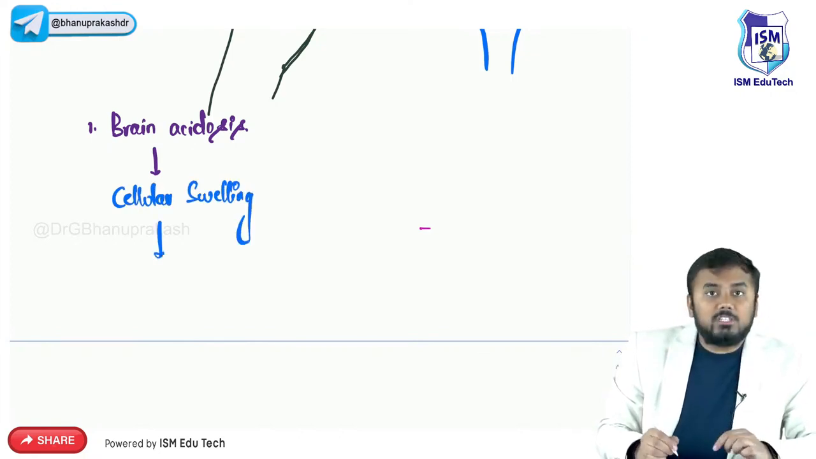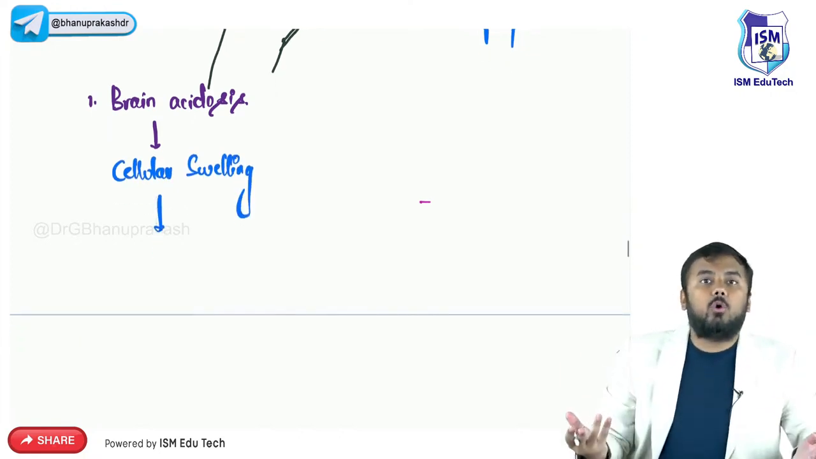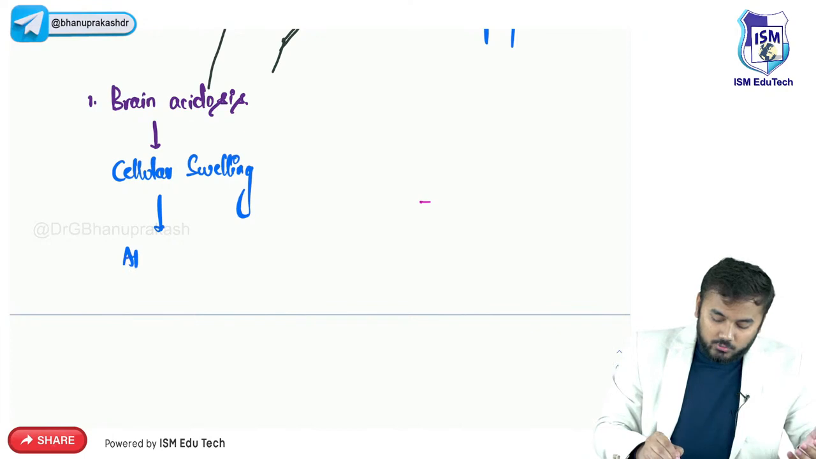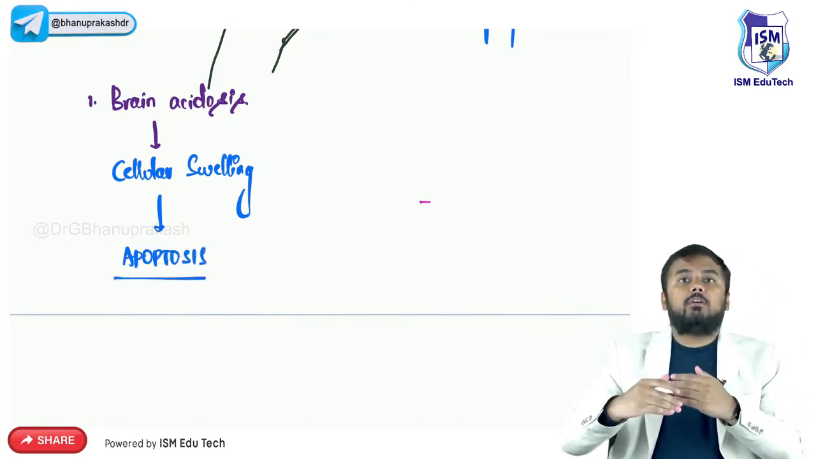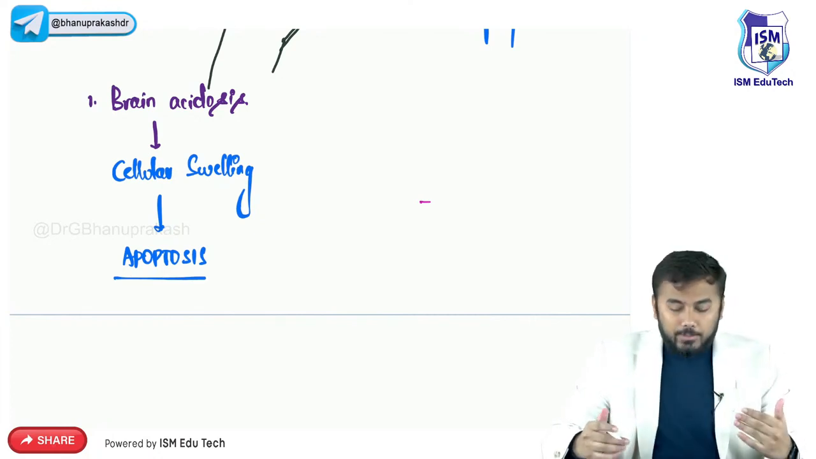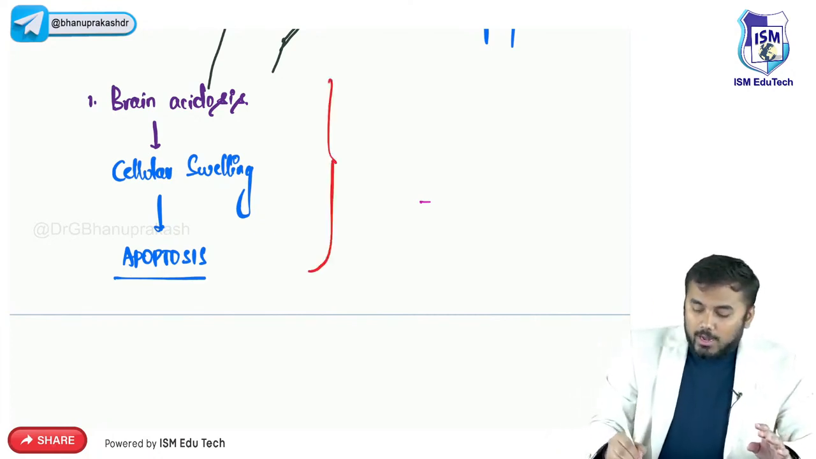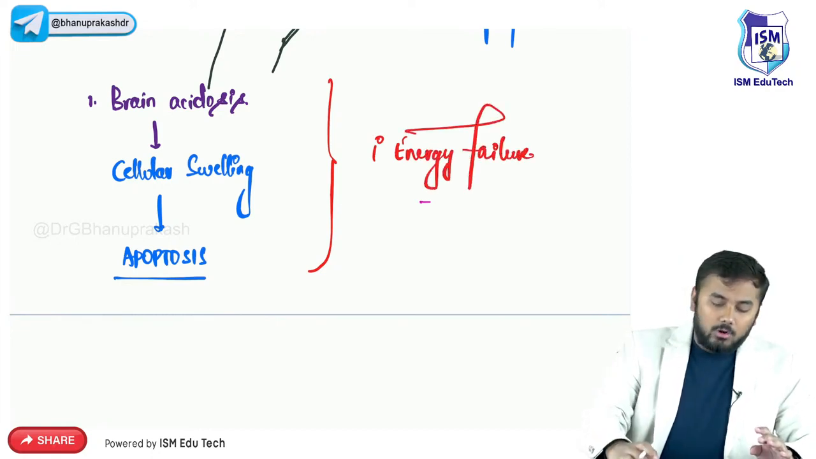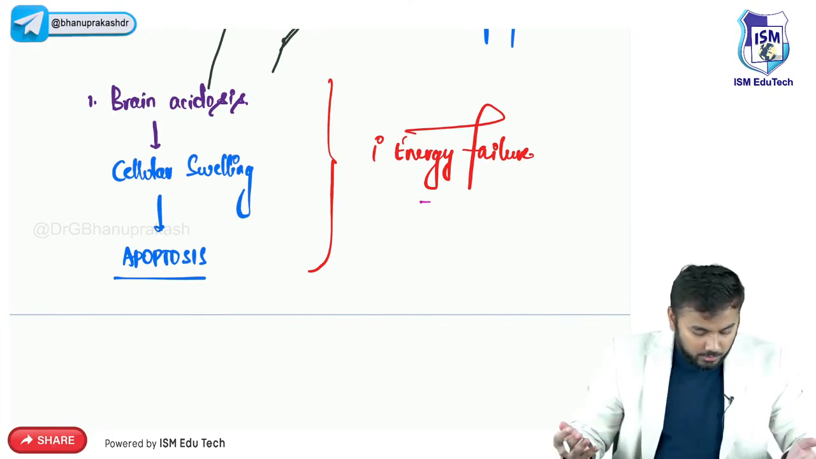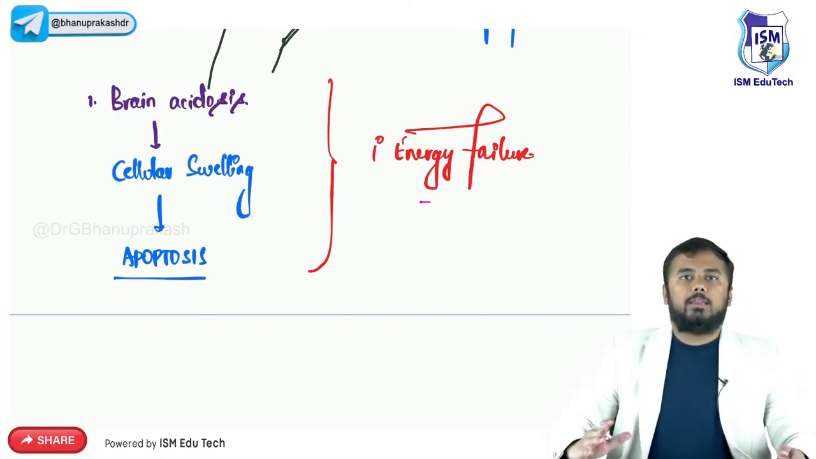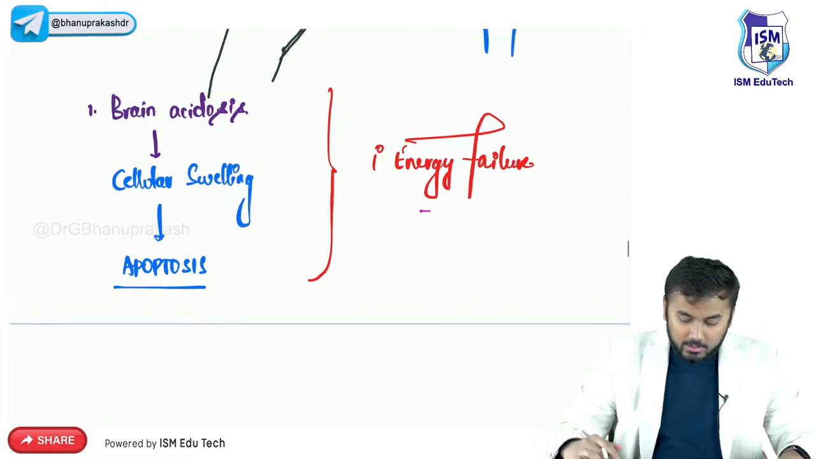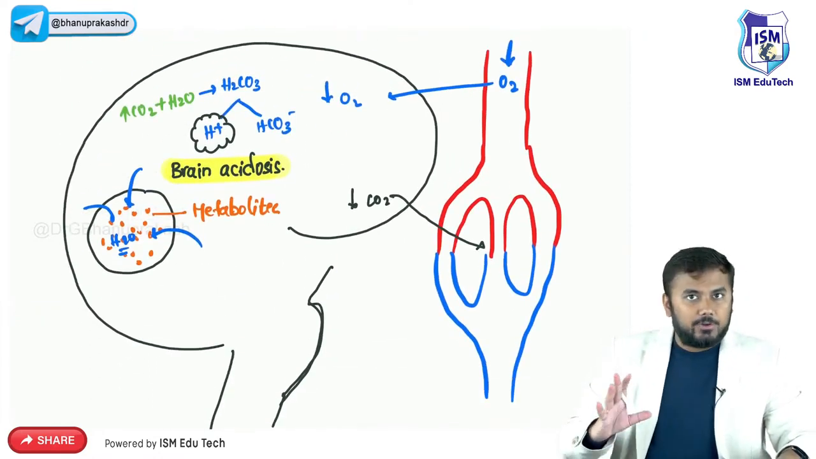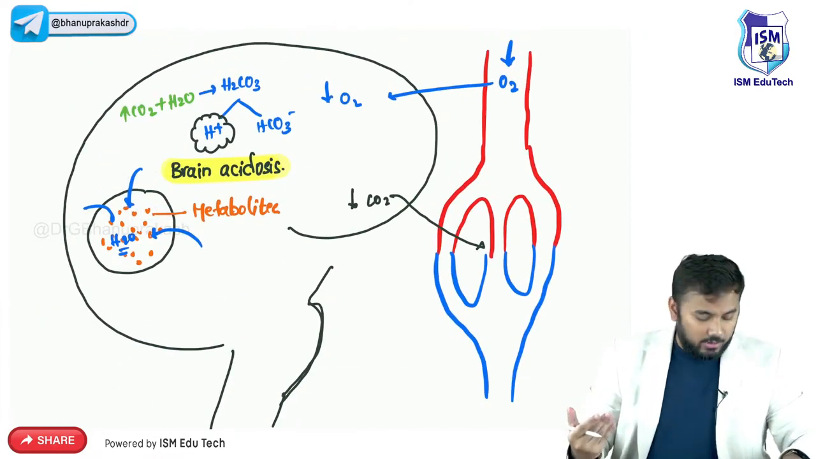Cellular swelling होने की वजह से क्या होगा? Finally, the cell will undergo apoptosis, right? So there is finally apoptosis. So till here, whatever explanation I have given you regarding the brain, this is called as primary energy failure. All of you understood what is primary energy failure? Okay? So this concept which I have explained you till now, इसको बोलते हैं primary energy failure.